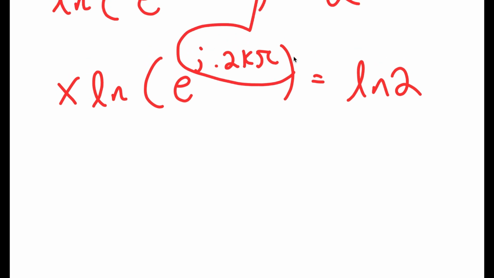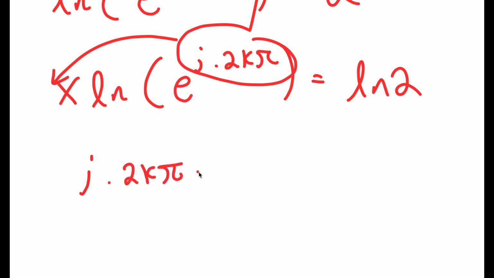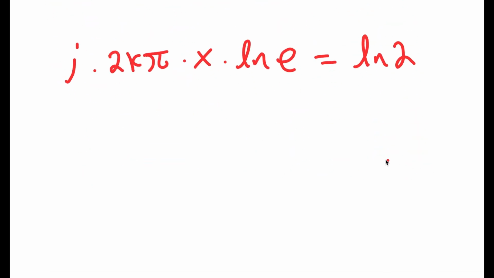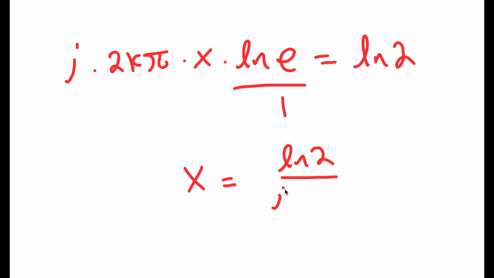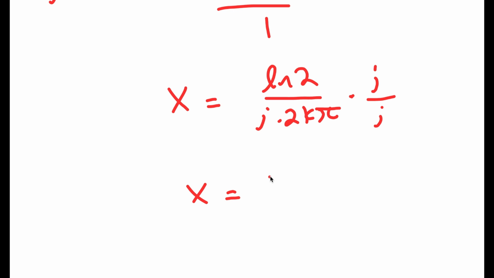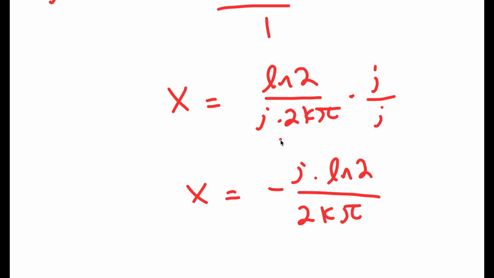And now I can also move i times 2k pi to the front. So I have i times 2k pi times x times ln e is equal to ln 2. ln e is simply equal to 1. So I get x is equal to ln 2 over i times 2k pi. And now I'm going to multiply this by i over i. So I get x is equal to negative i times ln 2 over 2k pi, because i squared is negative 1. So this is my solution.